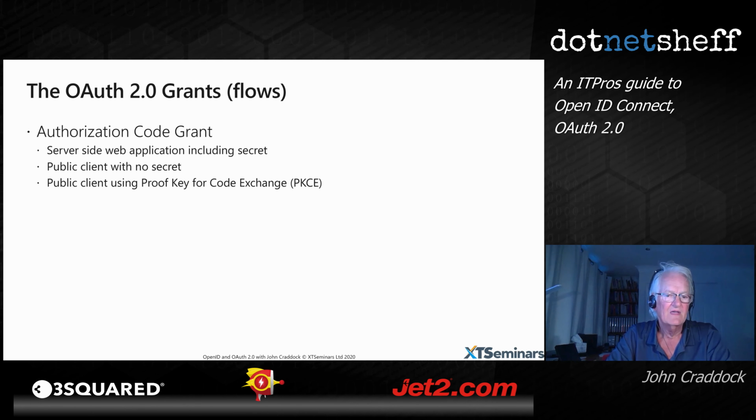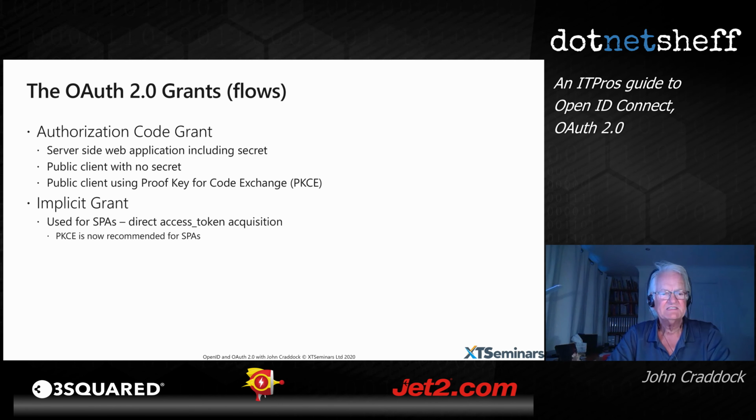Another way of dealing with it, this is fairly new, is to use a public client using what's called PKCE, or proof key for code exchange. And effectively, we generate a sort of pseudo secret. And that works very well with public clients. There's an implicit grant where we can ask for a token directly without a password. And that was used by single page applications, and it used to be the standard way of implementing a SPA. PKCE is now recommended for SPAs.